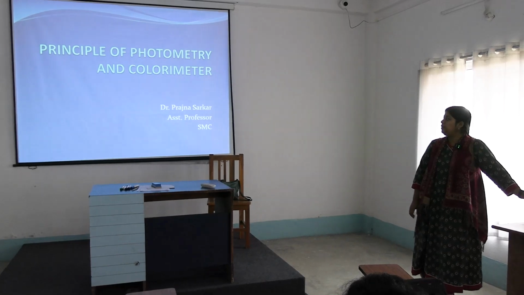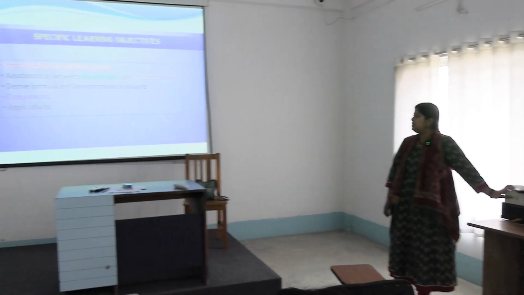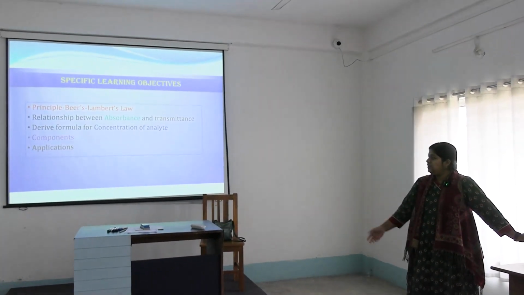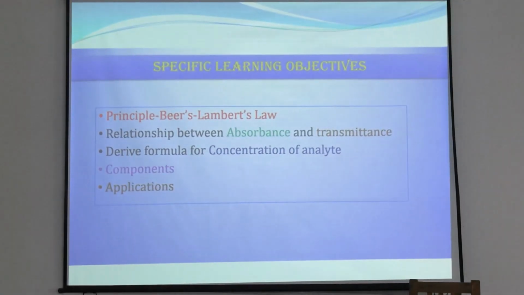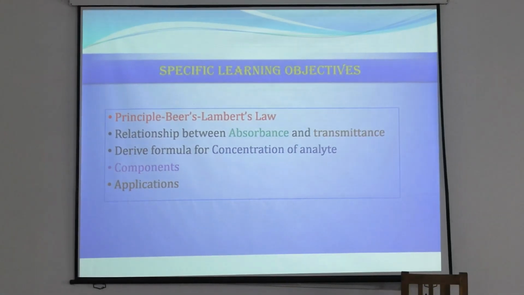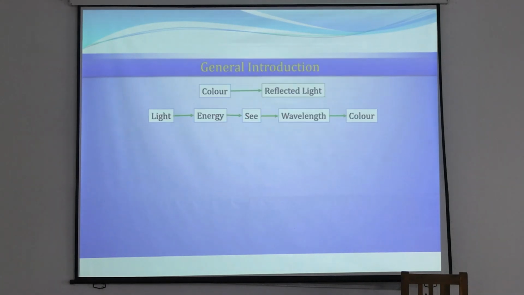The components of colorimeter and use of colorimeter. The principle of photometry is dependent on Beer-Lambert's law, and we will learn about the terms absorbance and transmittance. From the derived equation we will learn how to derive the concentration of an analyte, and we will know about the components and applications of a colorimeter.